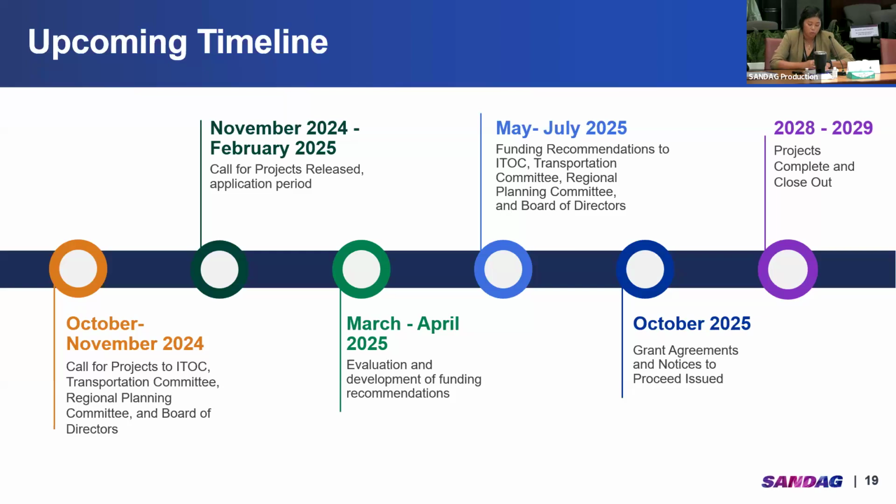Upon board approval, we'll release the call for projects around the last two weeks of November, which will initiate the grant application period, which will be 90 days, and we'll close out around February of 2025. After the grant application period closes, we'll commence evaluation and development of funding recommendations in the spring of next year. Then once we have a funding recommendation, we'll take that to the ITALCs, PACs, and board between May and July of 2025. And around this time next year, we can anticipate grant agreements and notices to proceed in October 2025.